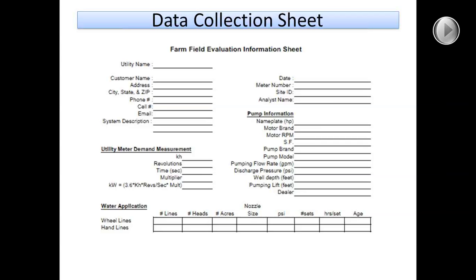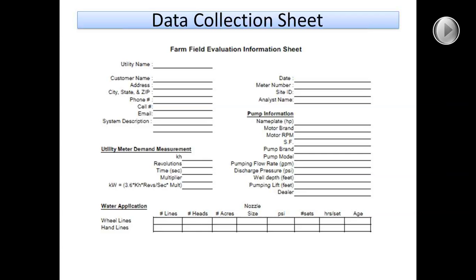Surface water pump, we can measure that or estimate it pretty easy because we can see the water surface. If it's a well, we can measure that if we have the right equipment, or we can get an idea from the owner of what he thinks it might be if they measured it in the past.